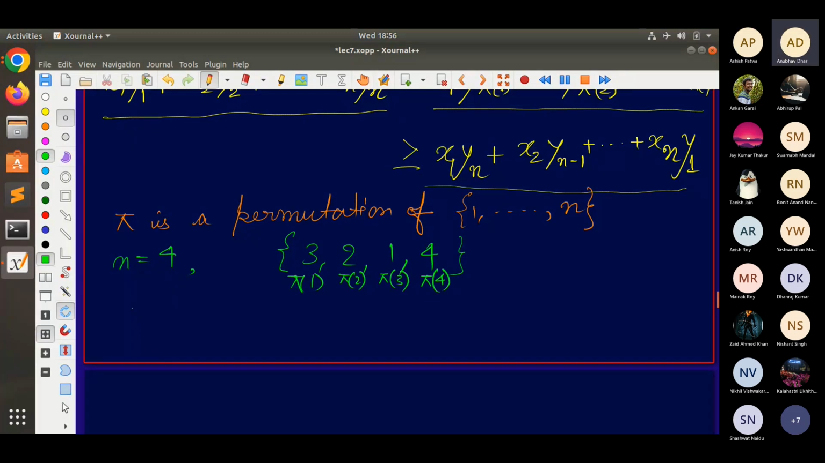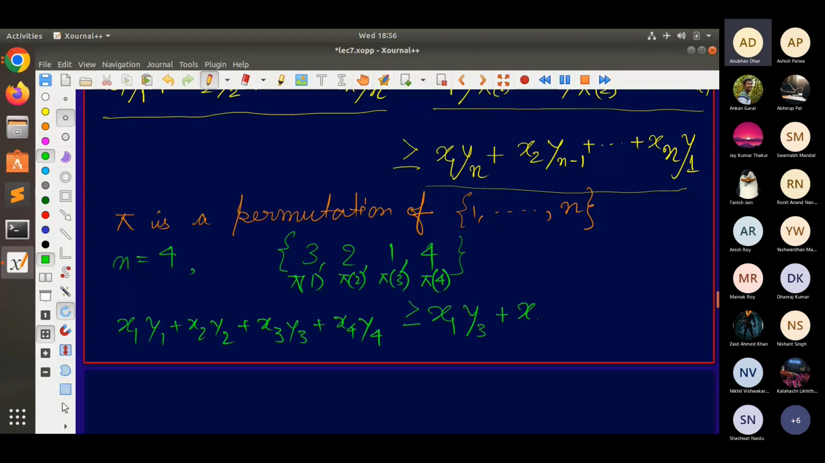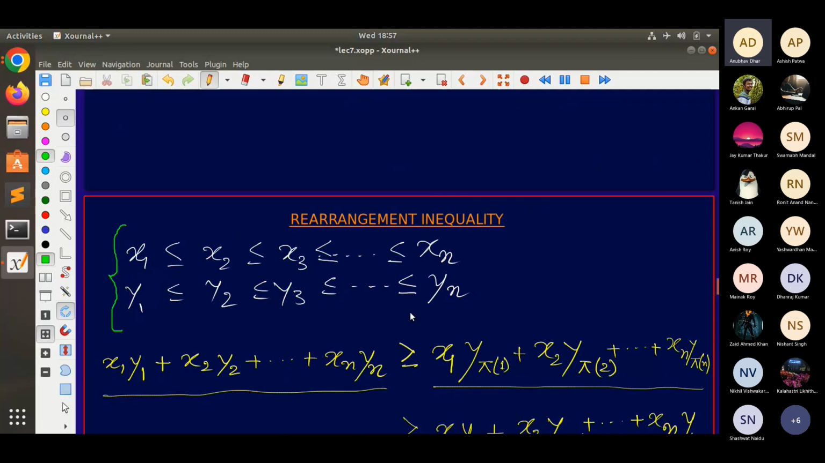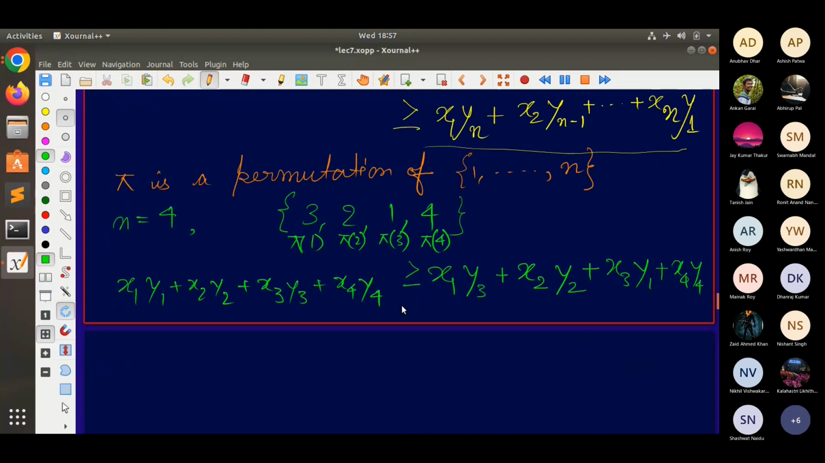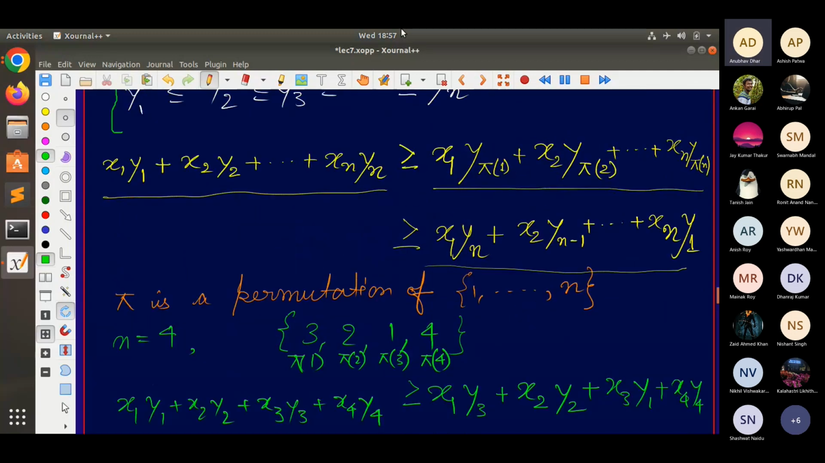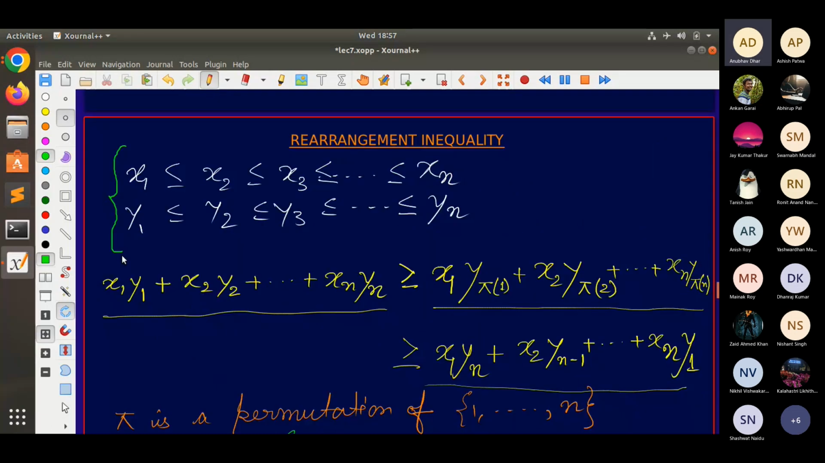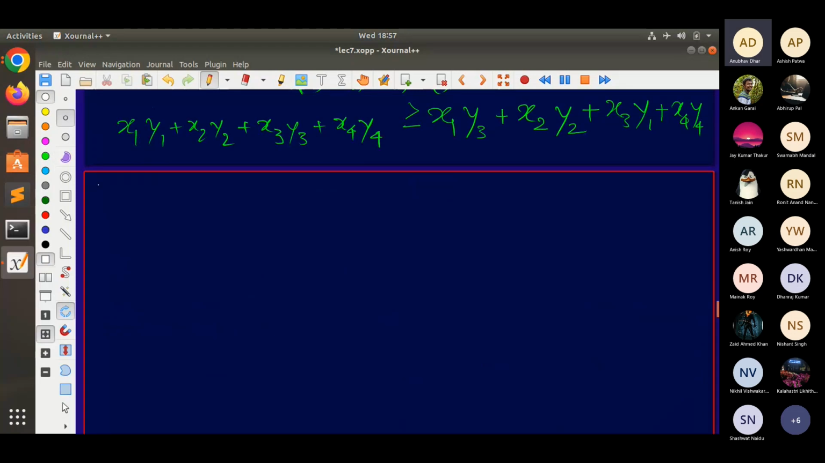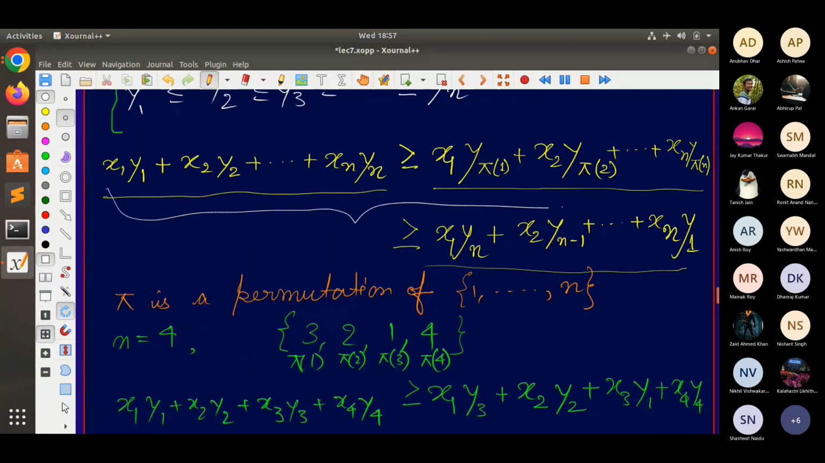Yeah, I understood. So basically this means that x1 y1 plus x2 y2 plus x3 y3 plus x4 y4 would be greater than or equal to x1 y3 plus x2 y2 plus x3 y1 plus x4 y4. And for any other permutation, this thing would hold true, given that these two are both non-decreasing sequences. And the minimum of these will occur when the permutation is the reverse permutation of the sequence of i's. Okay, so I think we can have a brief proof of this theorem. I'll just prove this part. I think you can prove this part on your own.